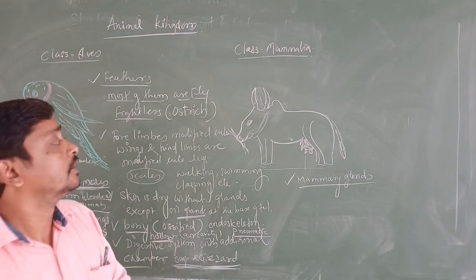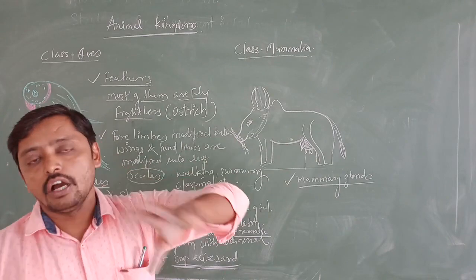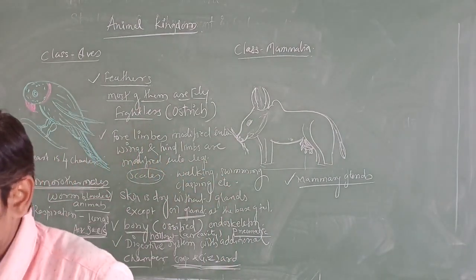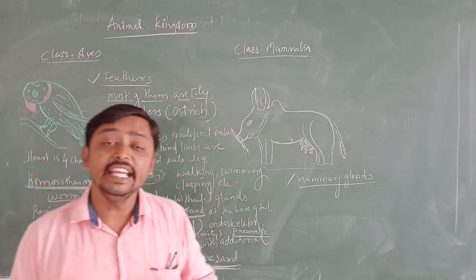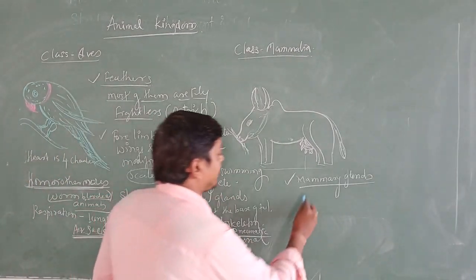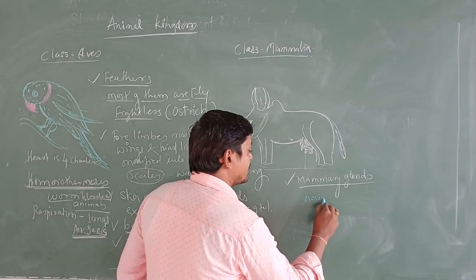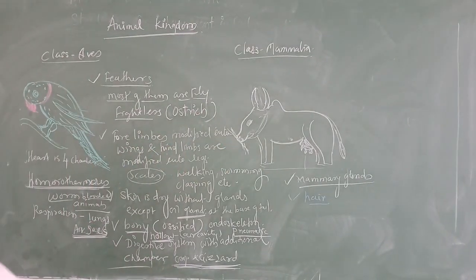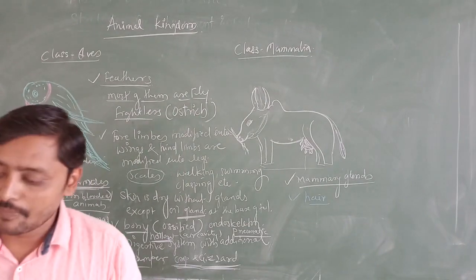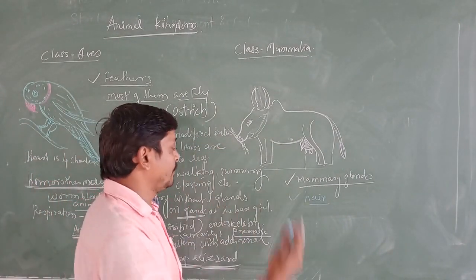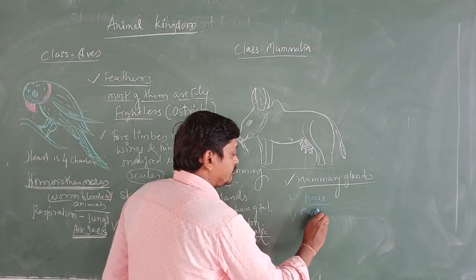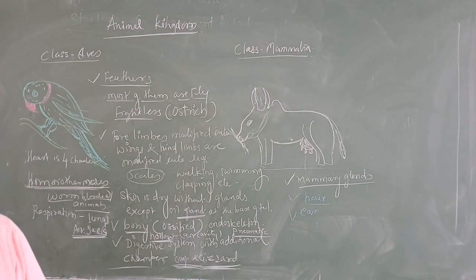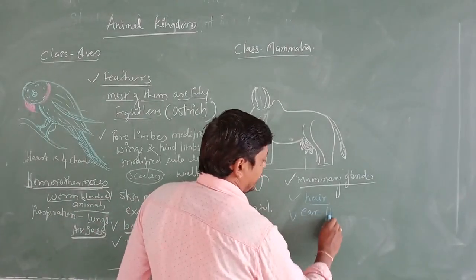Understood? Now, in mammals, you are going to observe the body is covered by what? Hairs. Body is covered by hairs, and that is also a unique character of mammals. Afterwards, we are going to have the ears, external pinnae. Understood? External ears, which we are going to call pinnae.